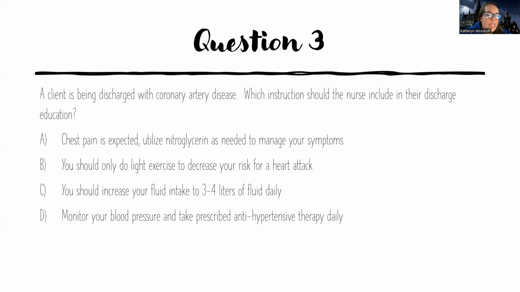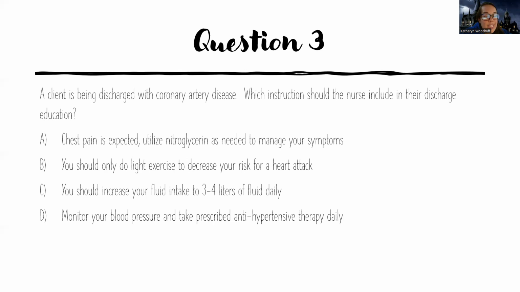B says you should only do light exercise to decrease your risk for heart attack. If I remember correctly, for cardiovascular health we want moderate exercise. We don't want to stress the heart out, but we also need exercise to decrease a lot of risk factors, and coronary artery disease is all about decreasing risk factors. I think this would be correct if it said do moderate exercise, but I don't like the light exercise part, though I'll keep it on the back burner.